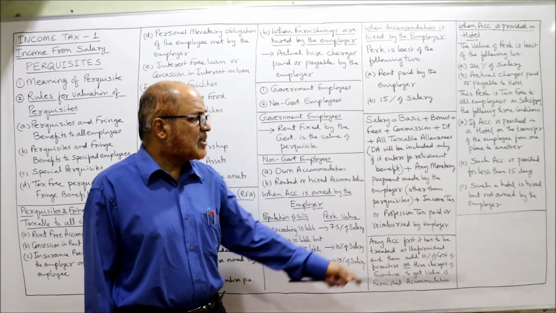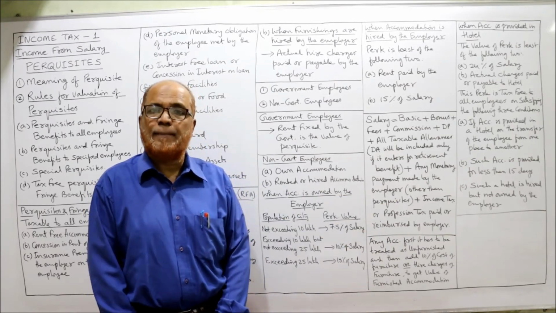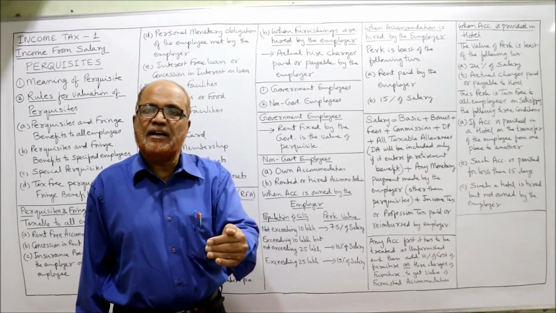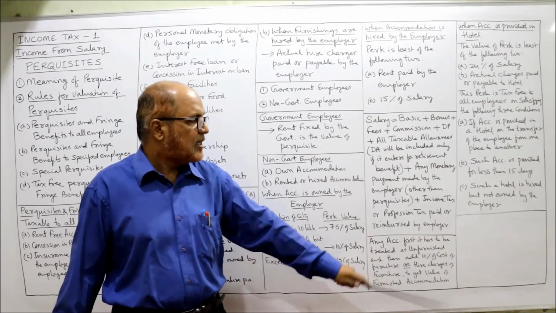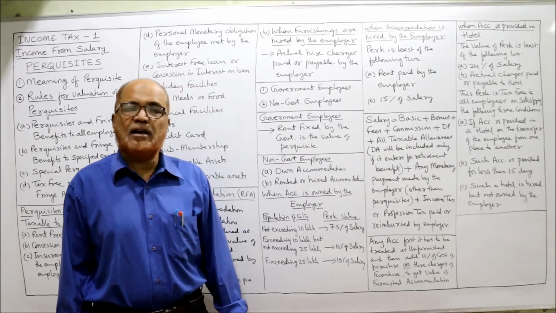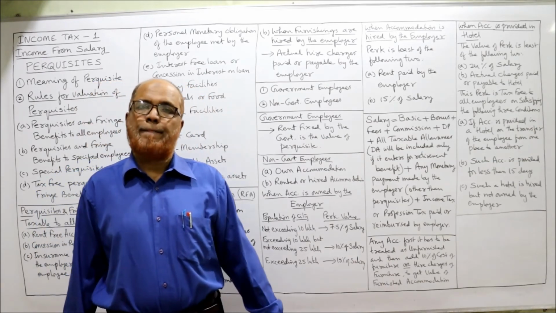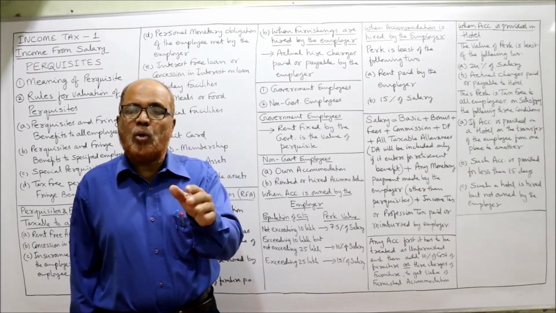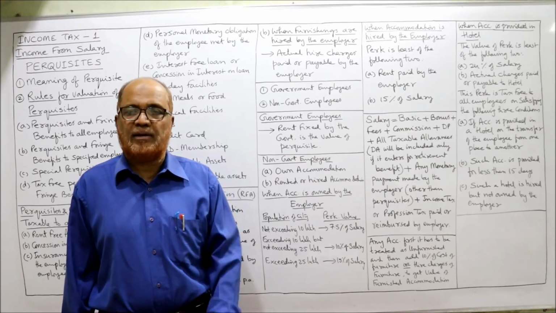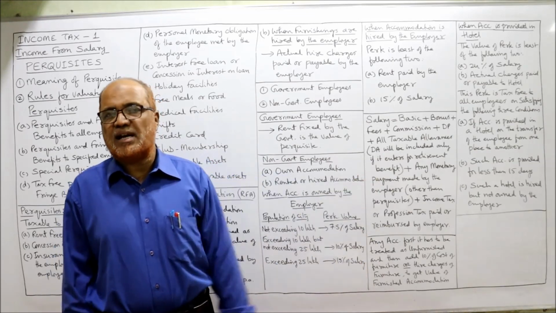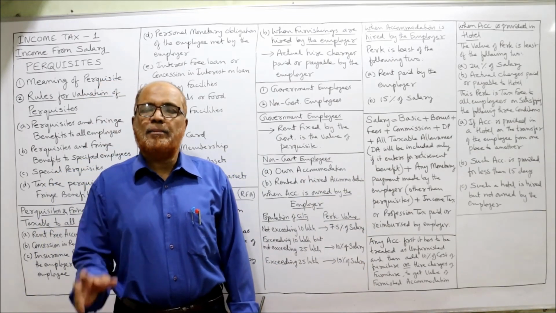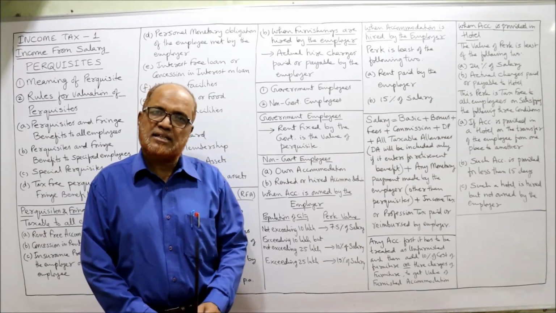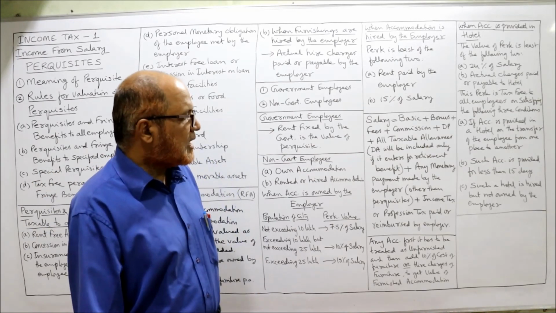Second, such accommodation is provided for less than 15 days. If the accommodation is given in a hotel for less than 15 days, again it's a tax-free perquisite. Third, such a hotel is hired, not owned by the employer. The hotel should not be owned by the employer, it is a hired one. If these three conditions are satisfied, then the accommodation provided in a hotel is tax-free, otherwise it is taxable. So these are the perquisites.